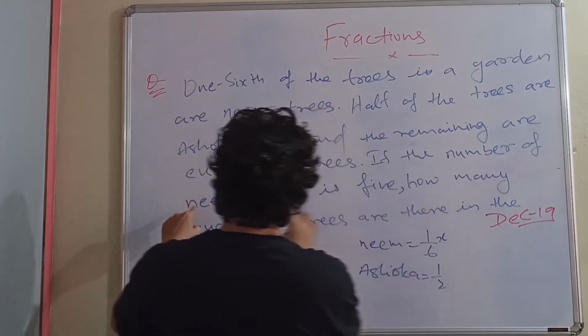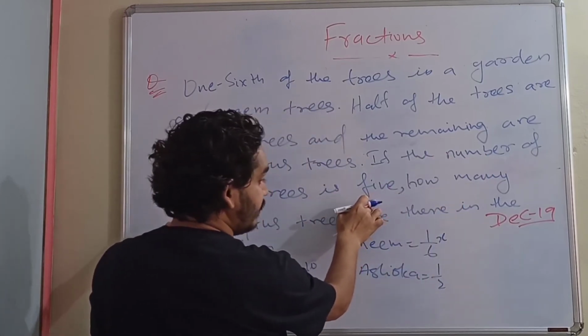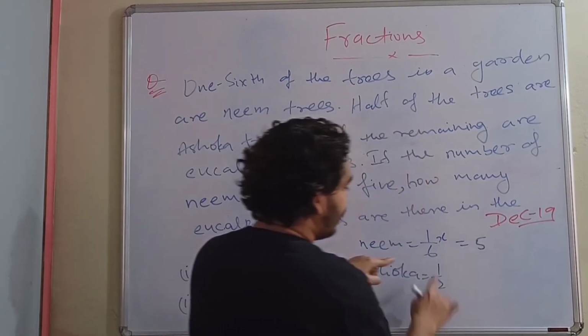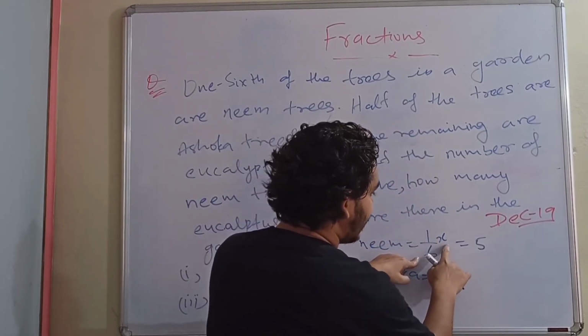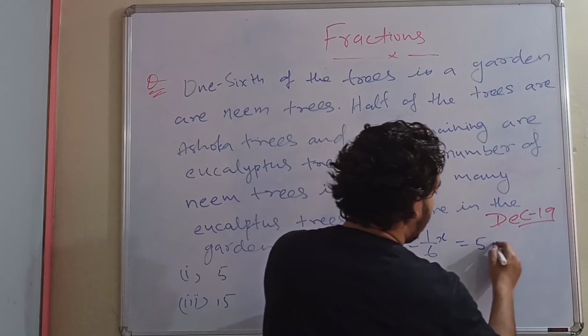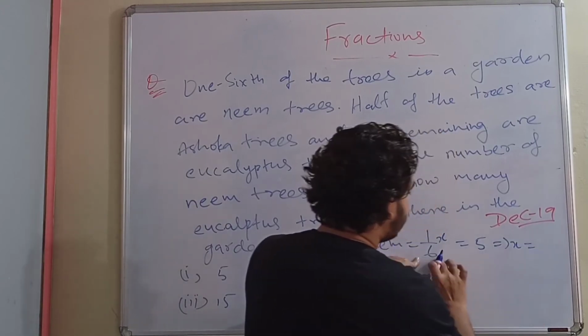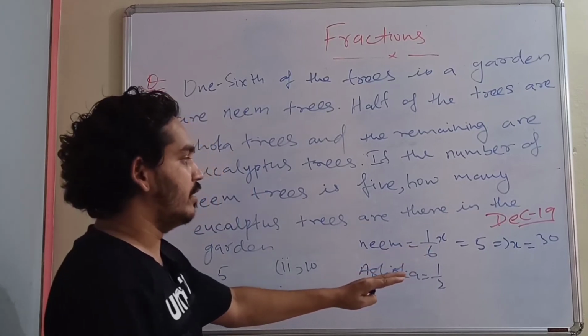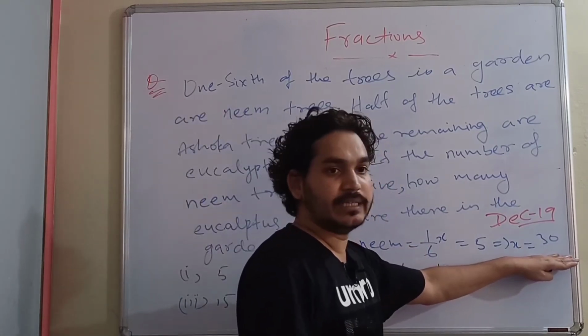If the number of neem trees is 5, what does it say? Neem tree is equal to 5. It means 1/6 of x is equal to 5. This implies x is equal to 6 into 5, 30. It means in that garden, totally 30 trees are there.